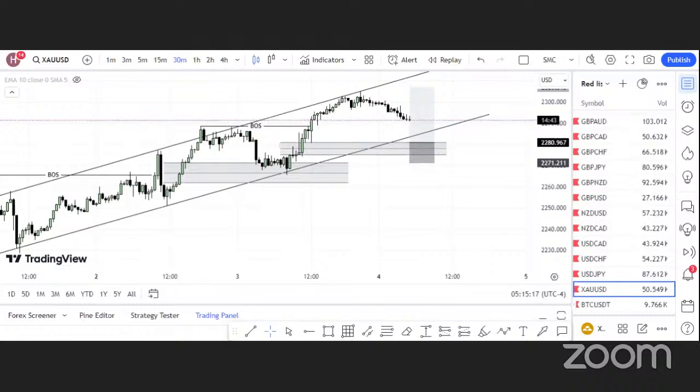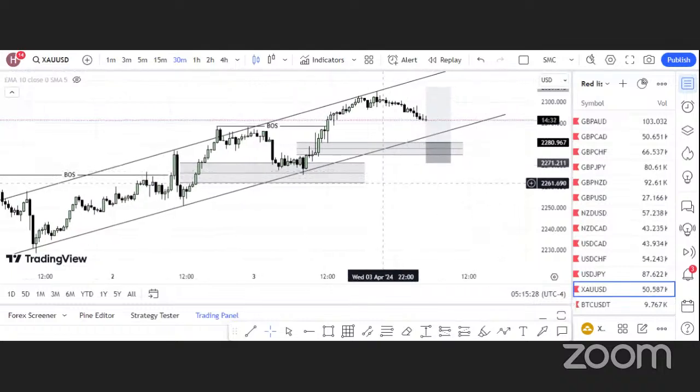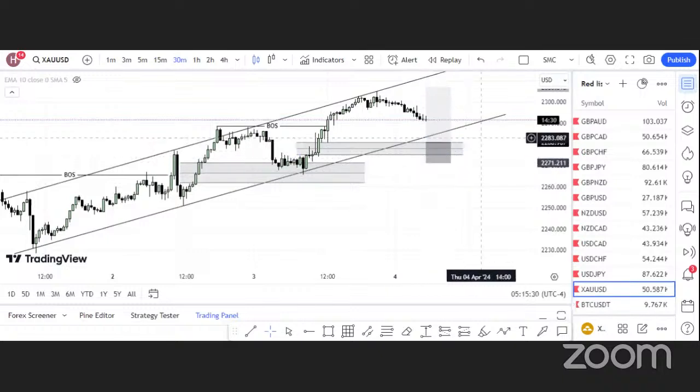Okay, guys, let's continue with our analysis. So this is our entry point for XAUUSD. All right.